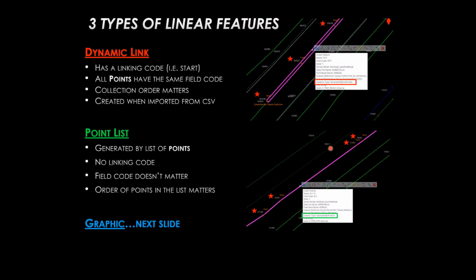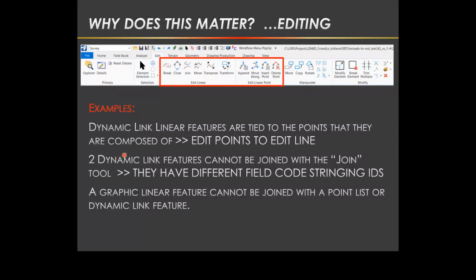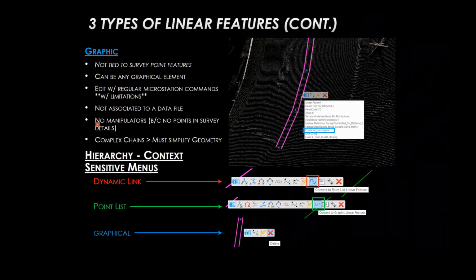So let's talk about graphical features. Graphical features can be any graphical element. They do not have survey point features and subsequently do not have manipulators. So edits can be done with regular MicroStation commands such as modify element or break element and insert or delete vertices, but you do have some limitations on that and you have to pay attention to what you're doing.